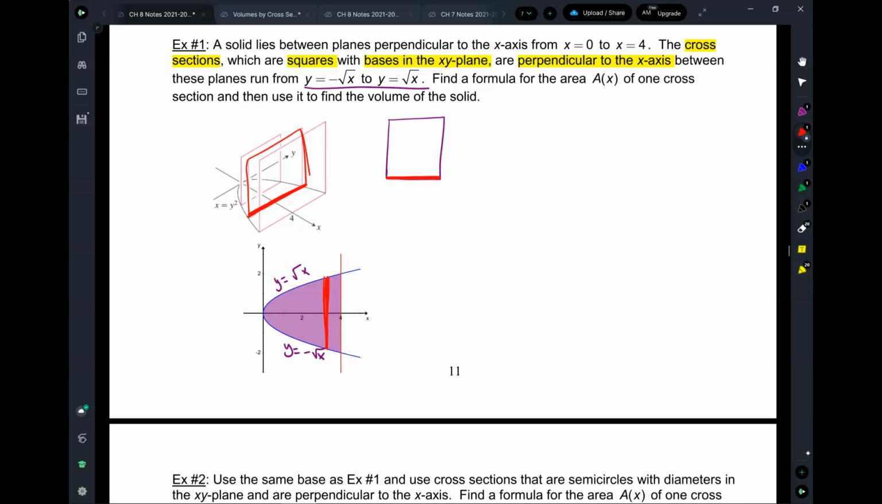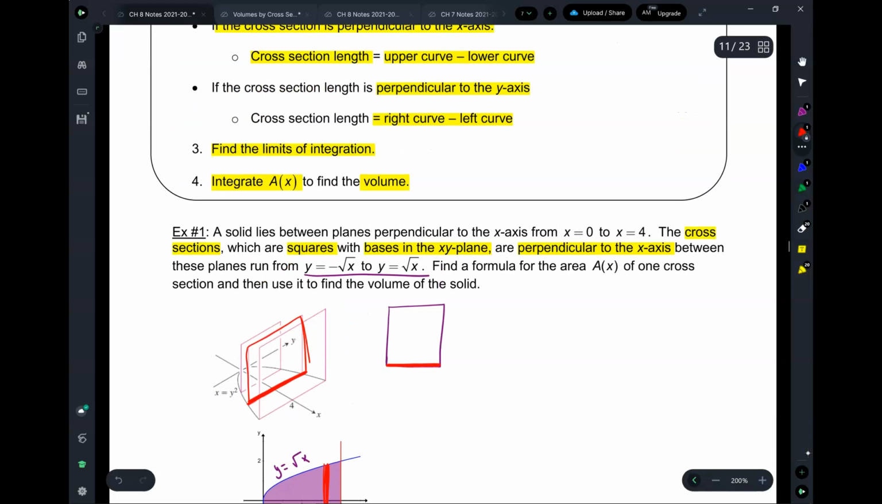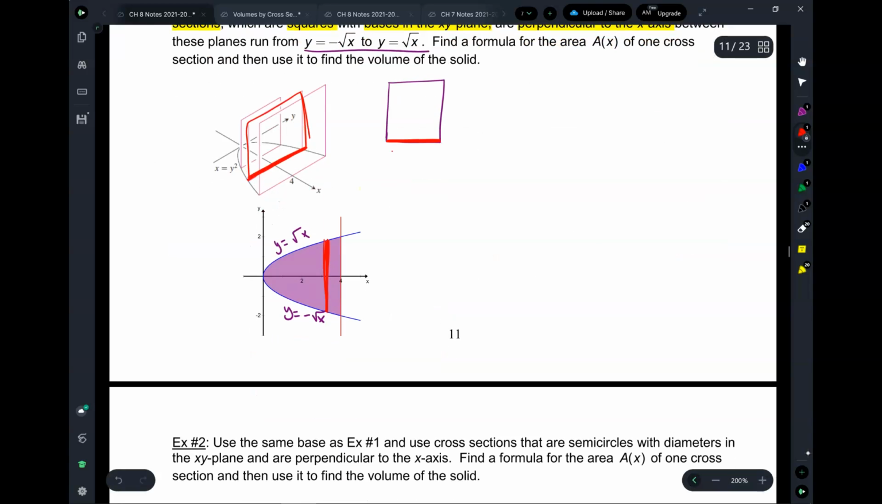Okay? So now I need to figure out how much that red base is. Well, we just said that if they're perpendicular to the x-axis, then you're going to get the upper curve minus the lower curve. That's that distance. So this is root x minus negative root x, which is 2 root x. That's how big that side is. So now, can we find the area of that square? It's 2 root x squared, which is 4x.